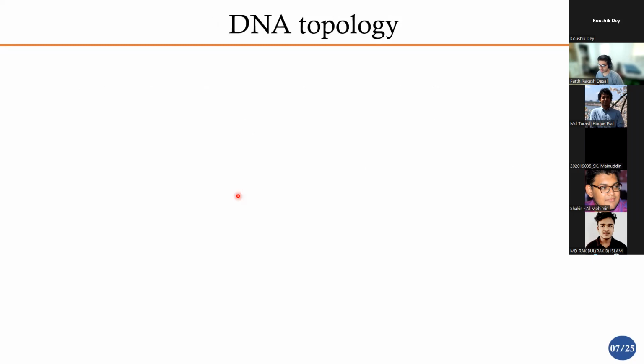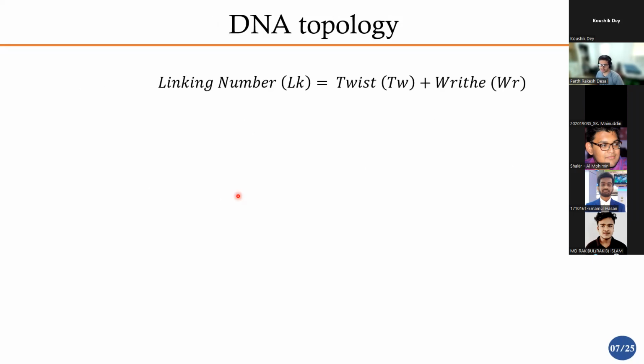Right. So before I go into the results, I wanted to share a little bit about what's called DNA topology. So DNA topology is basically trying to understand what the structure of DNA is. And more specifically, it's trying to understand how many times the DNA helix crosses itself. So the DNA topology structure defined by the linking number is divided into two parts.